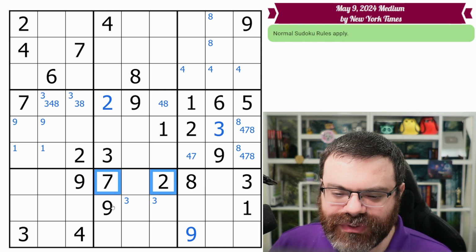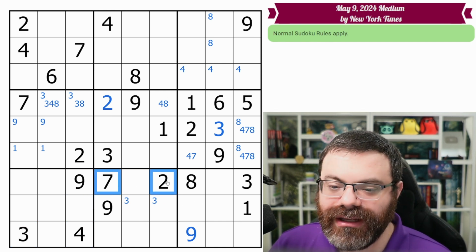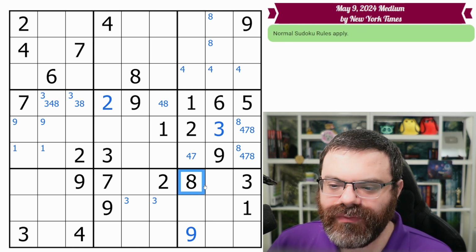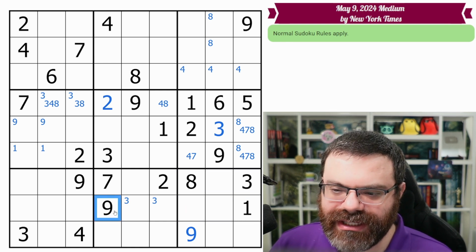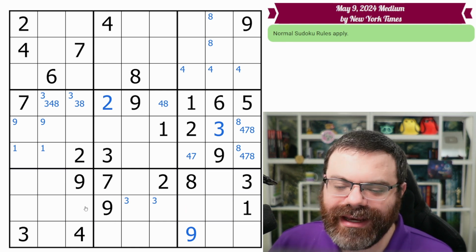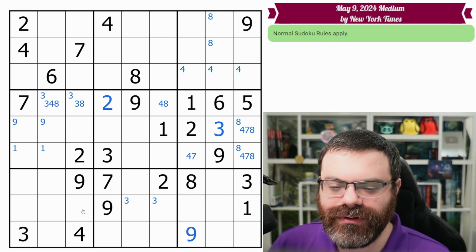Now we look at the 2, 7, 9. We already dealt with 9. There is no 2, 7 over here. So that's it for the buddies. We look for filled box rows. We do not see any. And we look for rows or boxes down to 4 or fewer open cells.